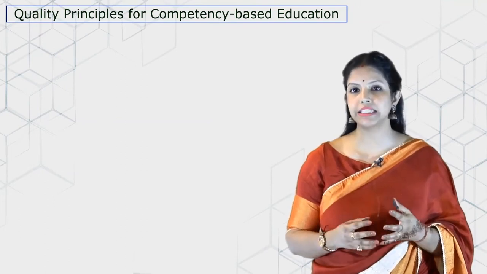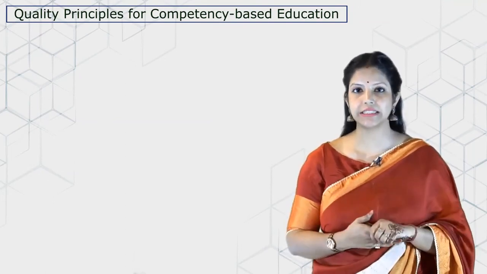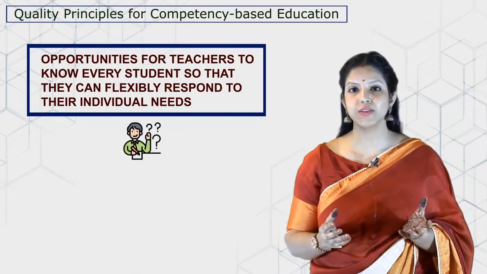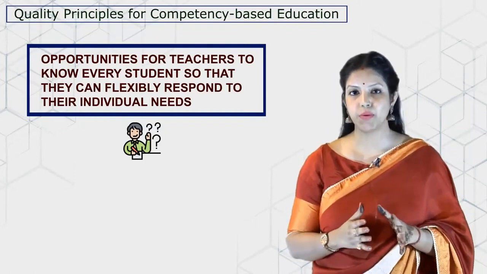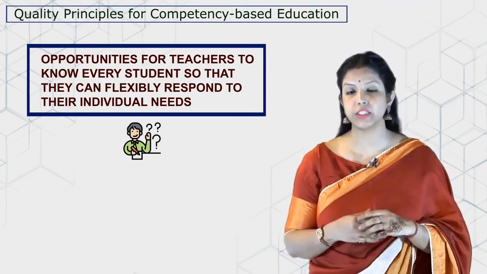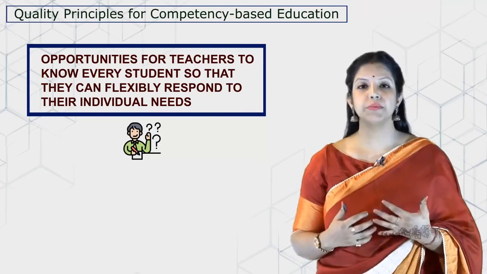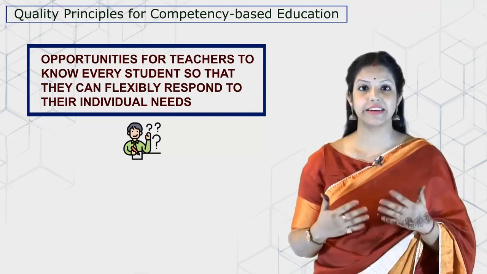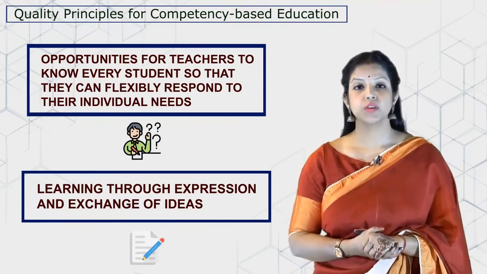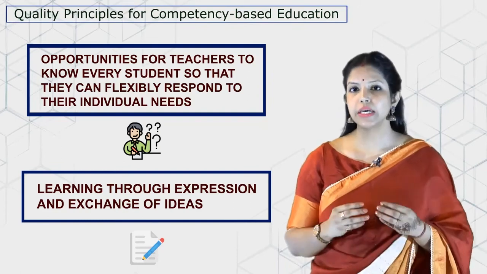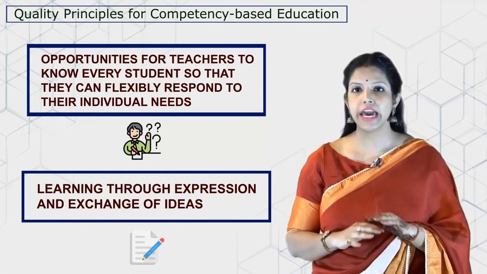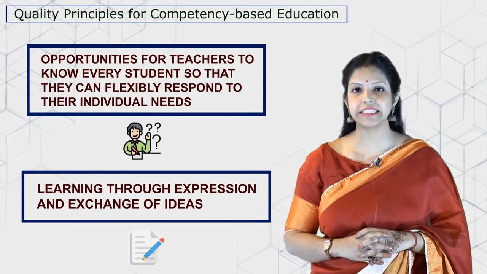Therefore, to design and practice a competency-based education system, schools should provide opportunities for teachers to know every student so that they can flexibly respond to their individual needs. Schools should encourage building strong, trustworthy relationships between students and teachers so that learning takes place through expression and exchange of ideas. Schools should not just ensure equally high outcomes for all the students, but they should also discourage any form of inequitable practices and biases.